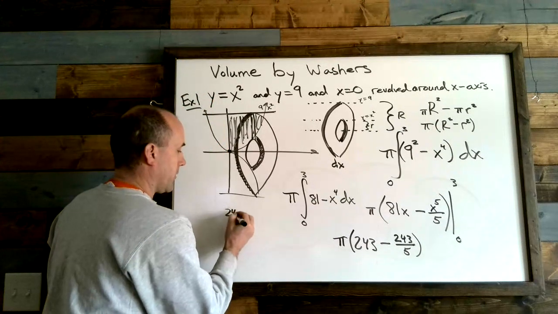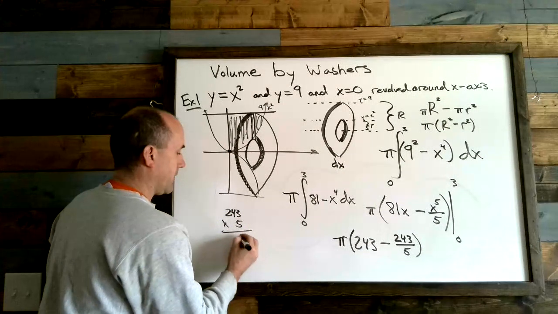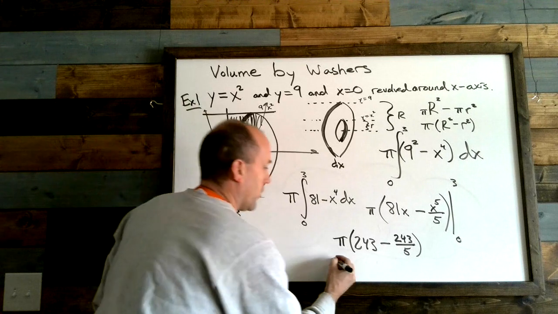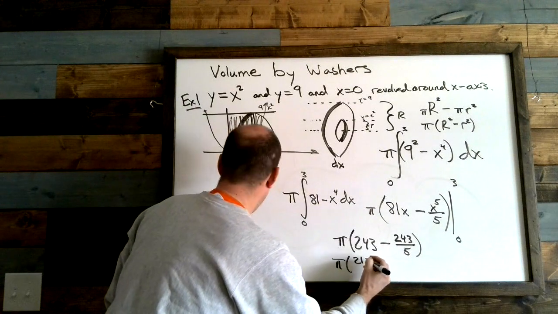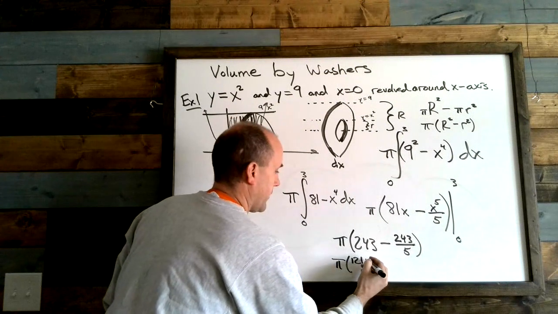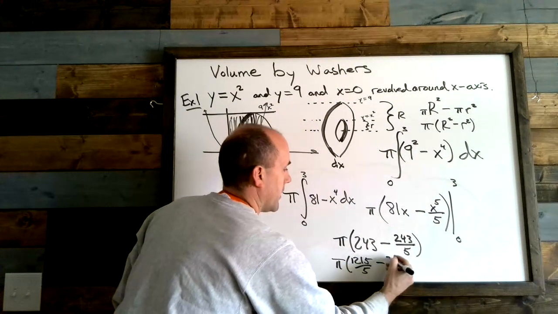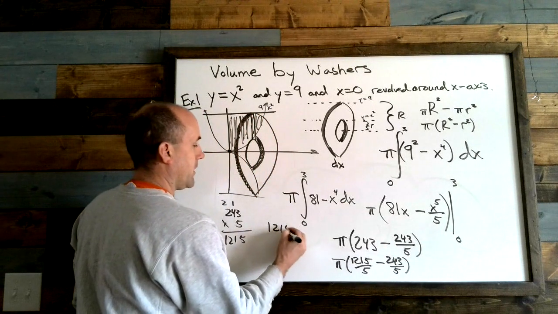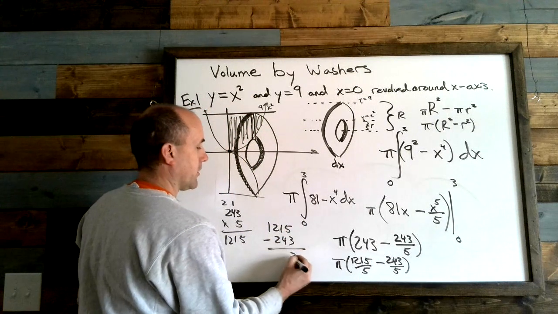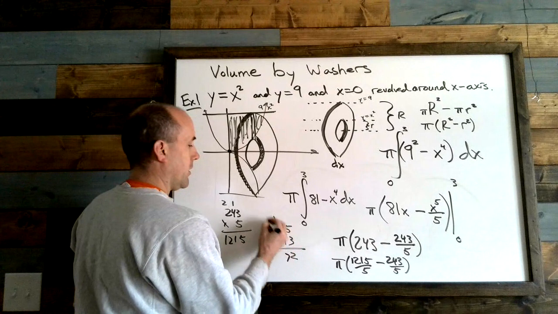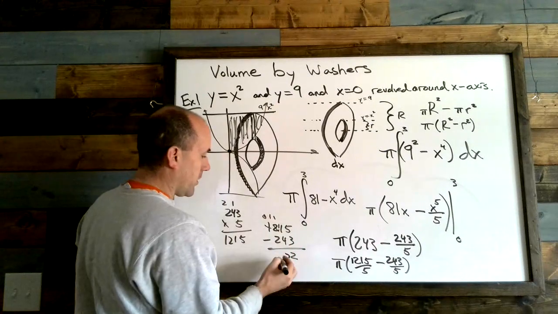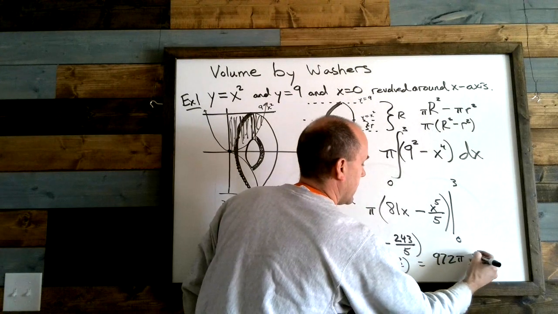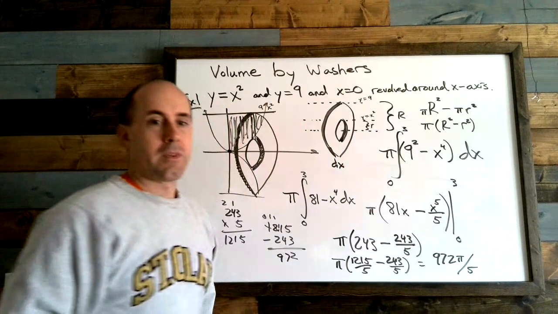So we're just going to go 243 times 5, 15, carry the 1, 21, 10, 12, 1,215. So pi times 1,215 over 5, minus 243 over 5. And 1,215 minus 243, good old subtraction here, I got 972. 972 pi over 5. And that's our result.